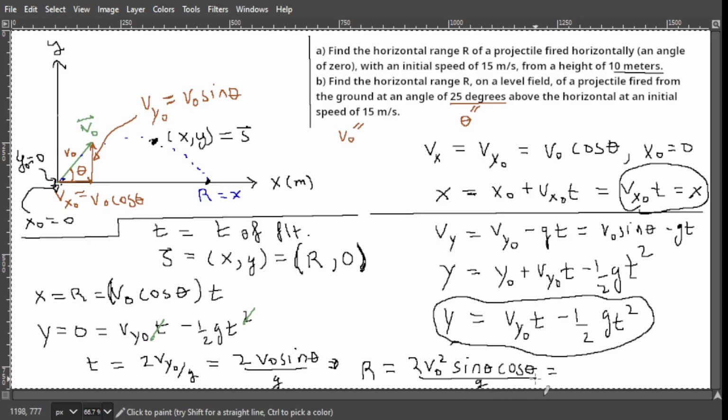And I happen to know that there's a trig identity I can use here to simplify this formula just a little bit more. The trig identity is that 2 times sine of an angle cosine of an angle is sine of twice the angle. So that's going to reduce this a little more for me. It's going to become V0 squared times sine of twice the angle, all divided by g.